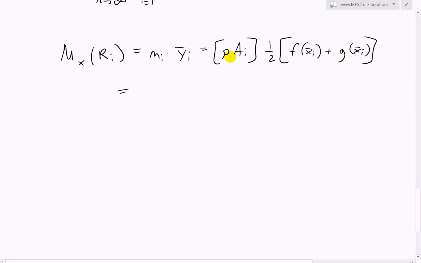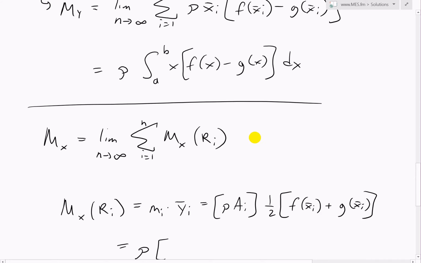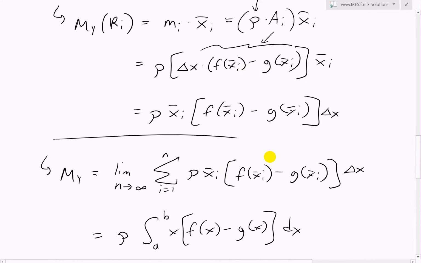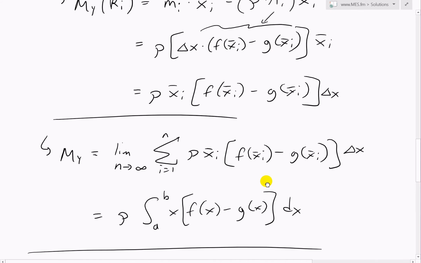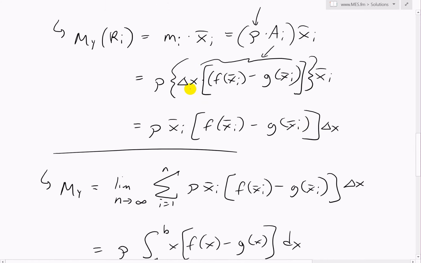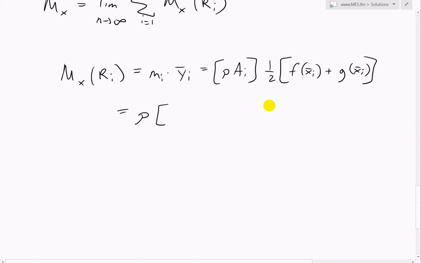And now let's plug in our area. We know this is going to be rho times the area, and the area is simply delta x times the difference right here. Actually, these brackets are a bit off. I'll have to draw a bracket like that because of this delta x multiplying, just to be perfectly correct there.